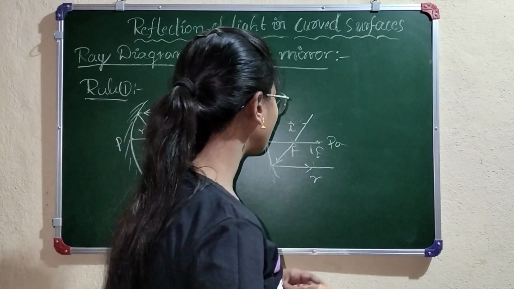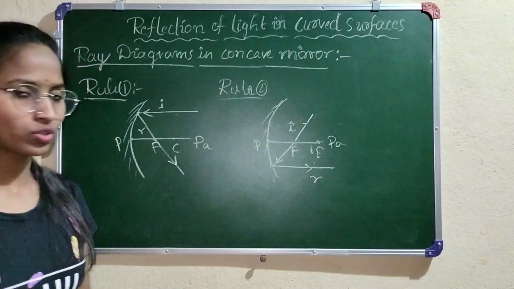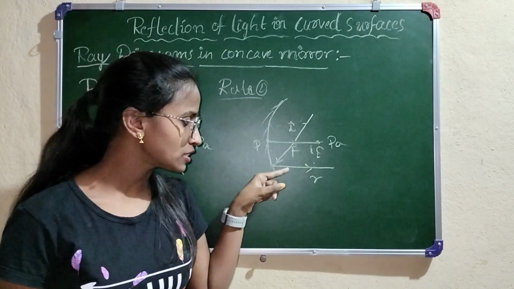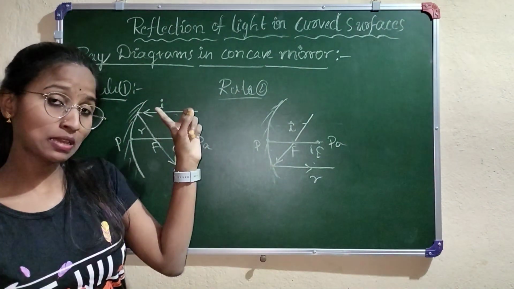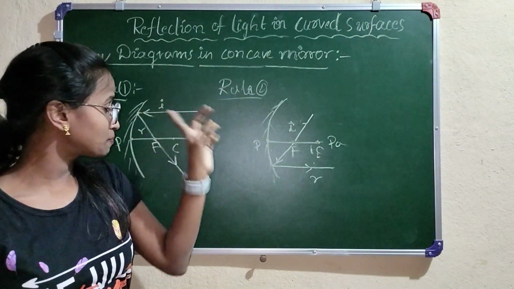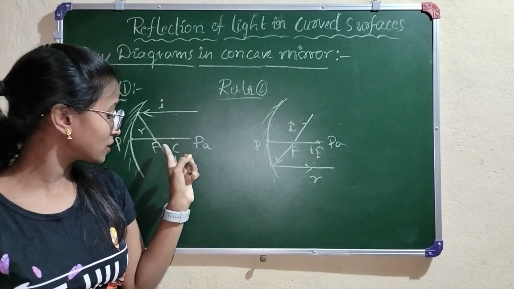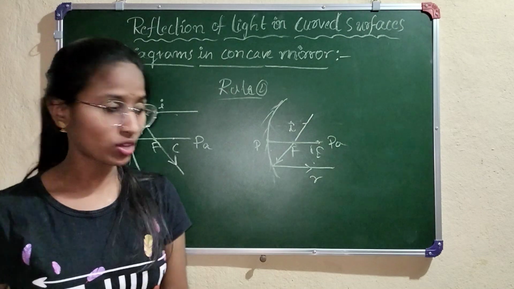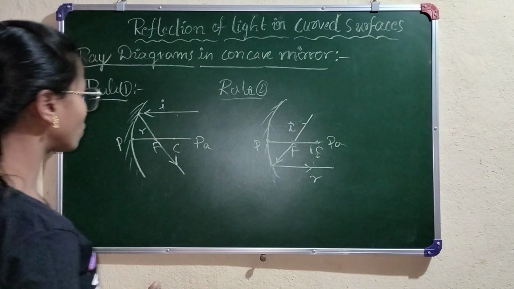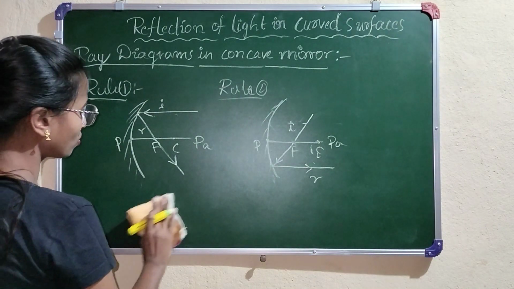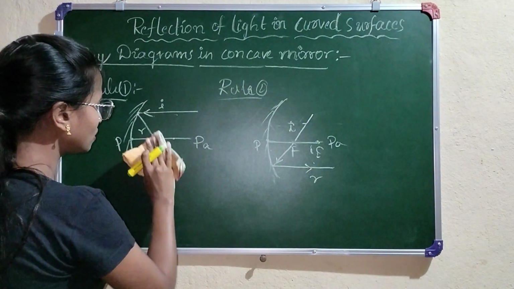Second rule: if the light ray passes through the focus, after reflection it will pass parallel to the principal axis. First rule: if the light ray passes parallel to the principal axis, after reflection it will pass through the focus. Am I clear? This is the second rule. And we'll see the third rule, rule 3.